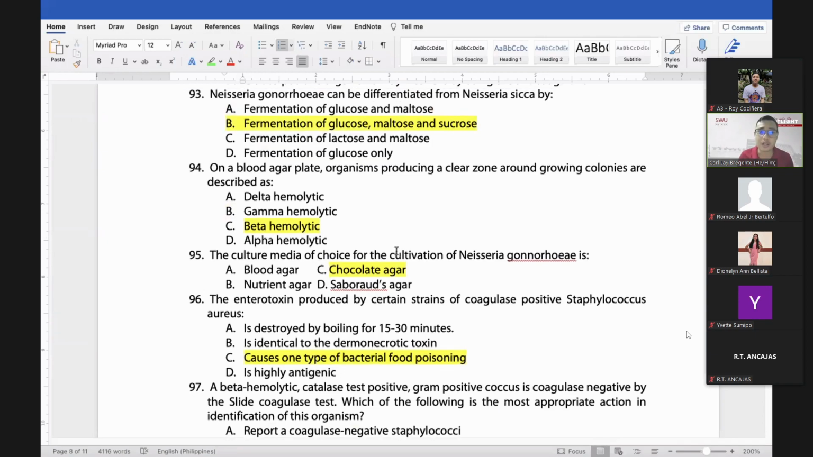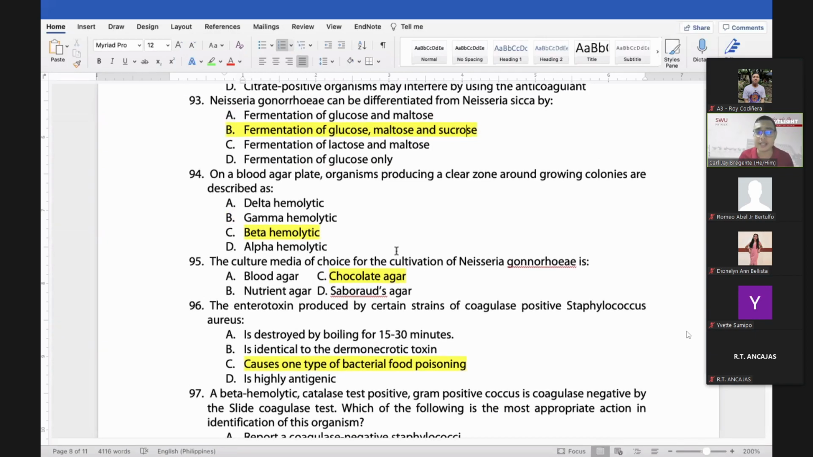94. On a blood agar plate, an organism producing a clear zone around the growing colonies is described to be beta hemolytic. There is no delta hemolytic. Gamma means no hemolysis, alpha means partial hemolysis. But nowadays, we do not use gamma hemolysis. In European journals, you will not find the word gamma hemolysis. They will just simply write no hemolysis at all.